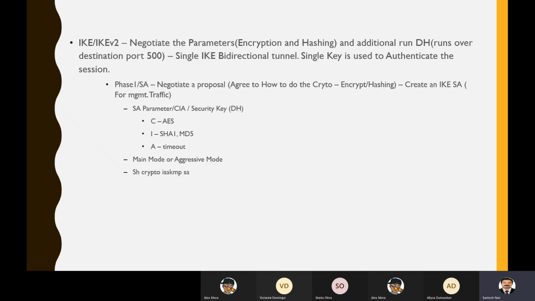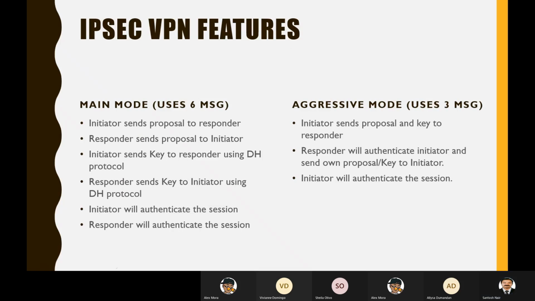The messages are being exchanged for forming the phase one bidirectional tunnel, right? In main mode, it will exchange 6 packets, 6 messages. Whereas in aggressive mode, it will exchange only 3 packets, 3 messages. So what are the 6 messages that are exchanged in main mode?